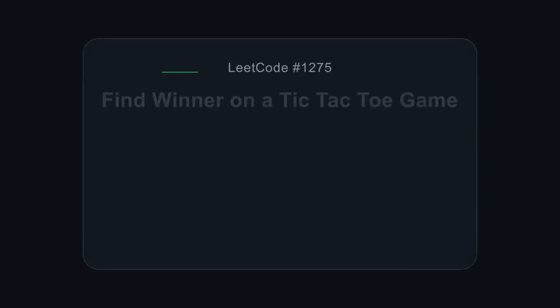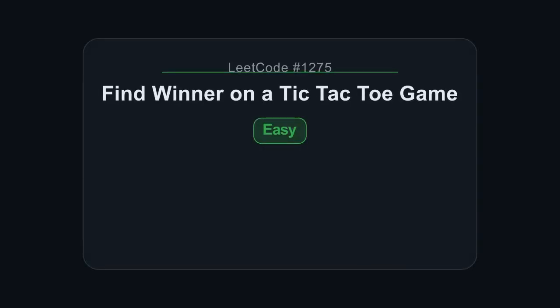Today, we're tackling a classic, Tic Tac Toe. Given a sequence of moves, can you determine the winner, if any? Or is it a draw? Or is the game still pending? This isn't just about simulating the game, it's about efficiently detecting a win condition.